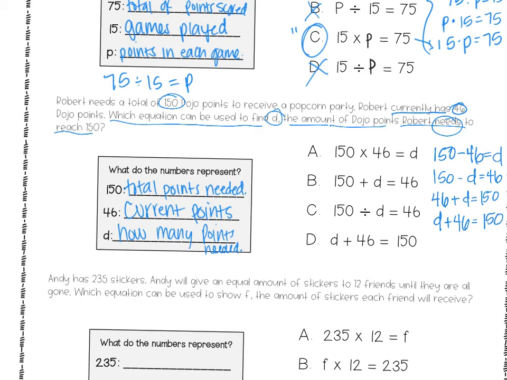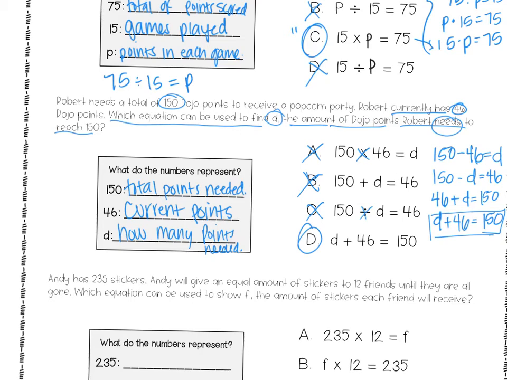So A and C are multiplication and division. We don't need those. So we have 150 plus D equals 46. That one is adding our points needed plus how many he has left. That does not match one of our problems. We have D plus 46 equals 150. That one is a match. Our answer is D.